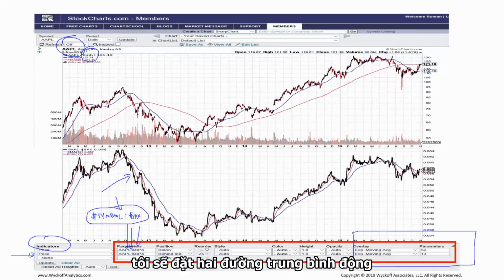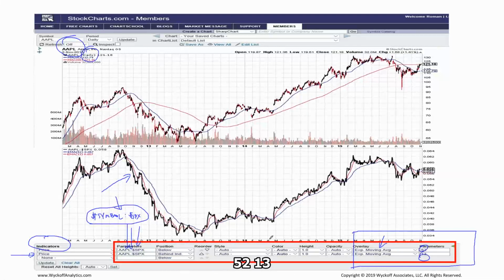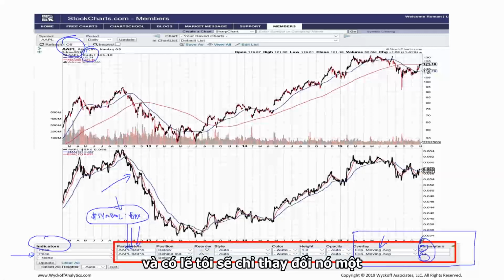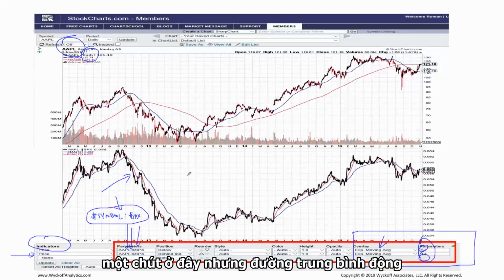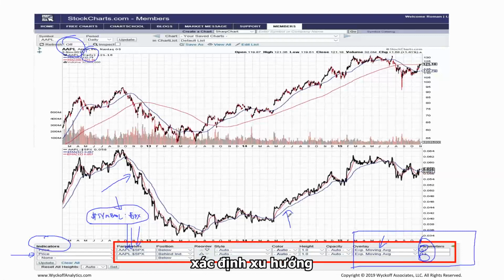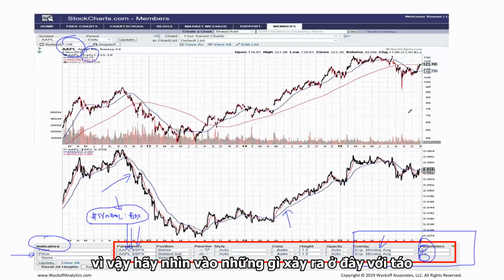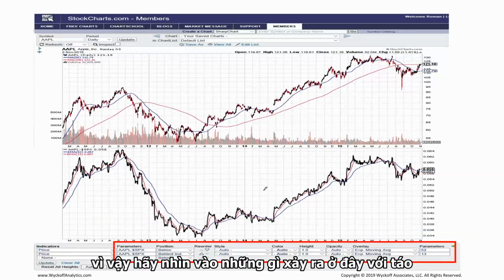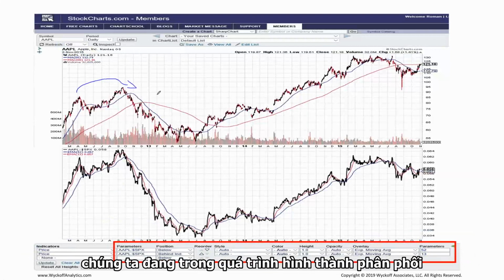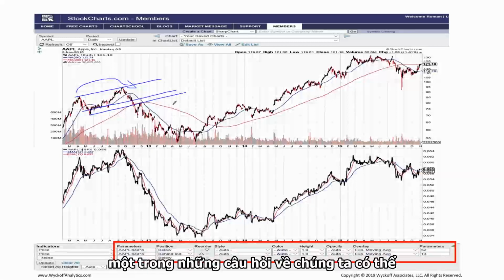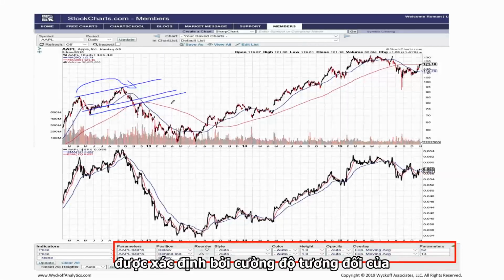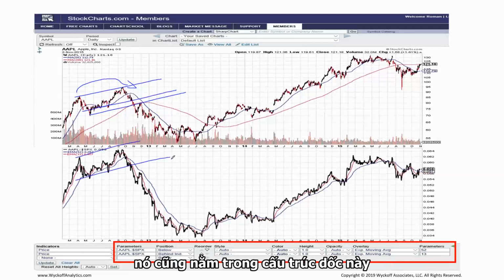section, I'm going to put two moving averages, 52.13, and I probably would just change it a little bit here, but the moving average basically helps you to define the trend. So look at what happens here with Apple. We're in the distributional formation with the higher highs, higher lows. That was one of the questions about could we define the distribution by the relative strength? Well, look at the relative strength here. It's also in this upsloping structure.